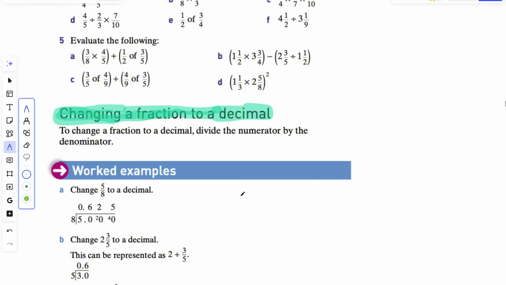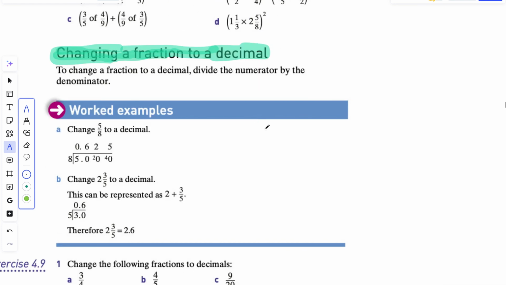Now let's go to changing a fraction to a decimal. I think we've done something like this before, but let's do one more. For example, a simple fraction like 5 over 8. Let's change it to decimal. So if you want to change it to decimal, you write 5 here. The one at the bottom, you bring it out, put it here.